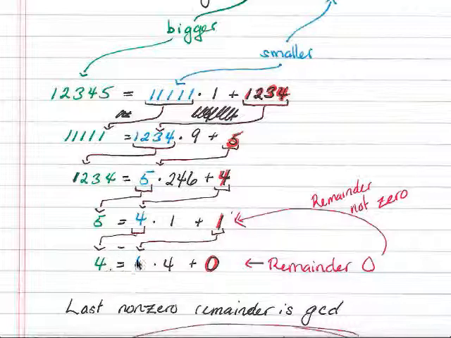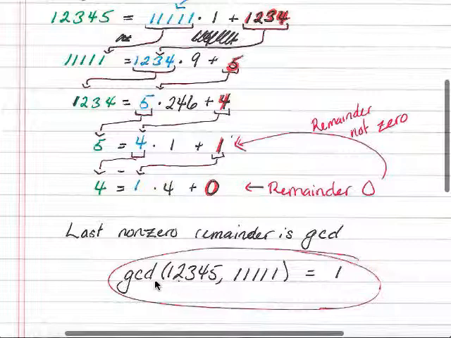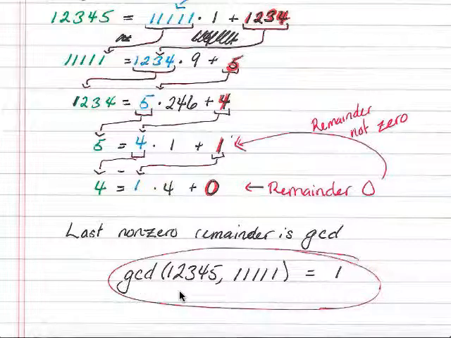4 divided by 1 is 4 with a remainder of 0. And we know that the last non-zero remainder is the GCD. So this remainder is 0, the one before it, the remainder is not 0, and that is the GCD. So the GCD of 12,345 and 11,111 is 1.